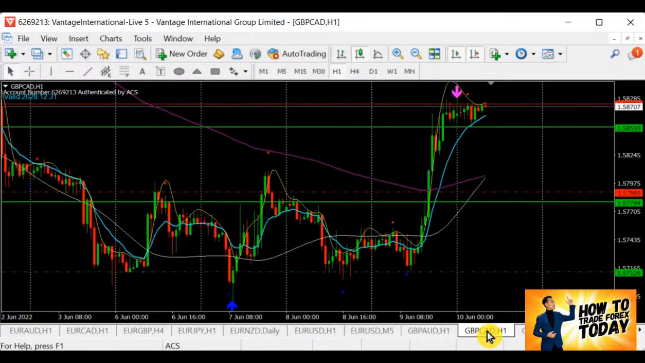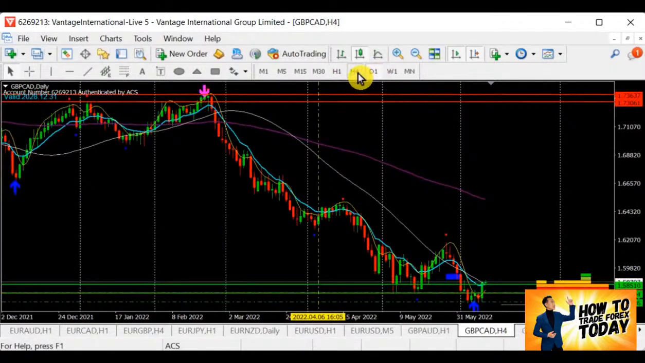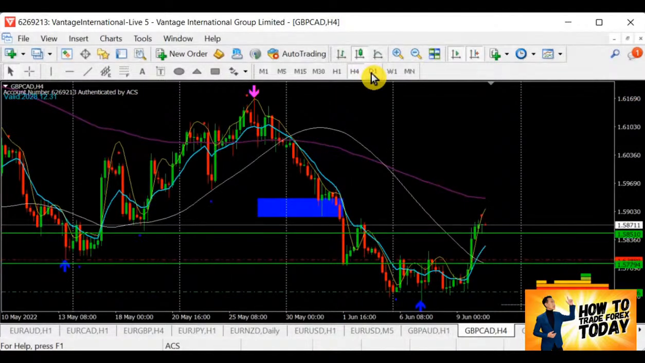All right, next to go, Pound CAD. Let's take a look at Pound CAD. Pound Aussie, no. But Pound CAD also, no. Pound CAD is still moving towards the bull. So tentatively, no for Pound CAD. So let's leave Pound CAD alone.